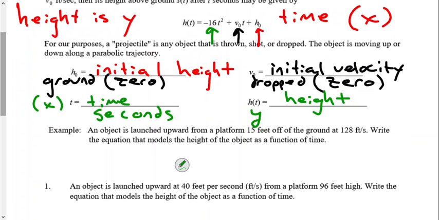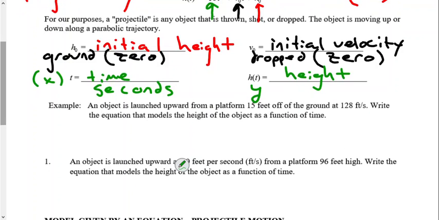So, the example: an object is launched upward from a platform 15 feet from the ground at 128 feet per second. Write the equation that models the height of the object as a function of time. So, height as a function of time will be equal to negative 16t squared. That's the easy part. It's always going to happen. The next part is the initial velocity, right? V sub o times t.